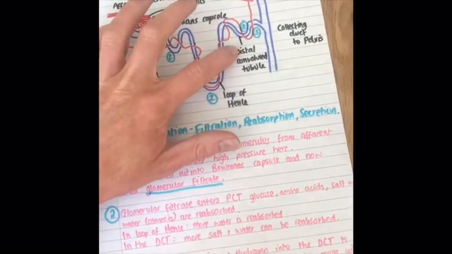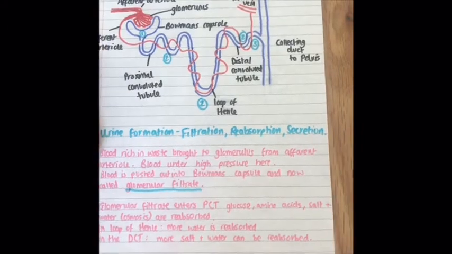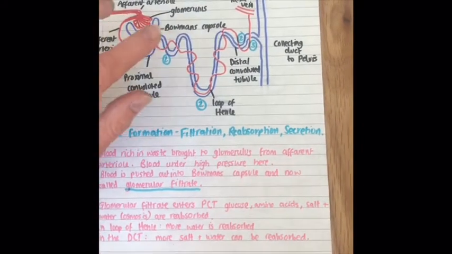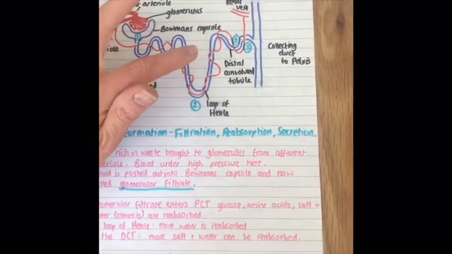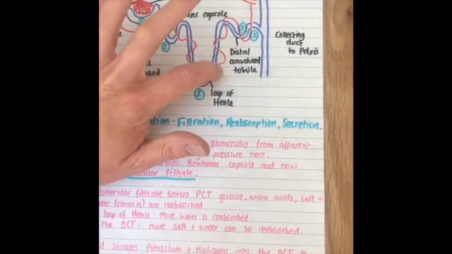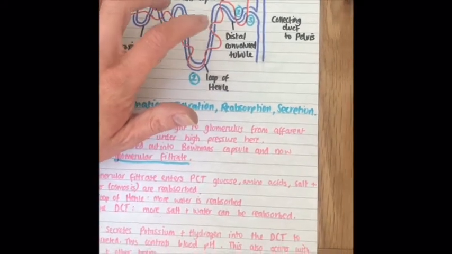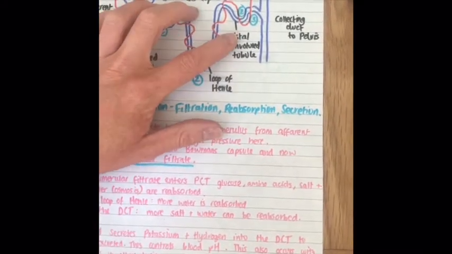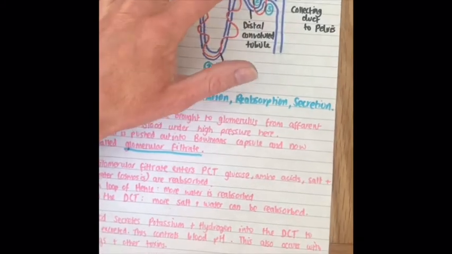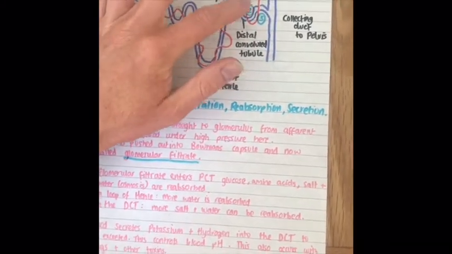In the distal convoluted tubule, the 3rd stage of urine formation still occurs here as well. So we have secretion. During the process of secretion, potassium and hydrogen ions are secreted back into the urine from the blood, to control the pH of the blood. Okay, and also we have other toxins that are secreted back into the urine at this stage here.